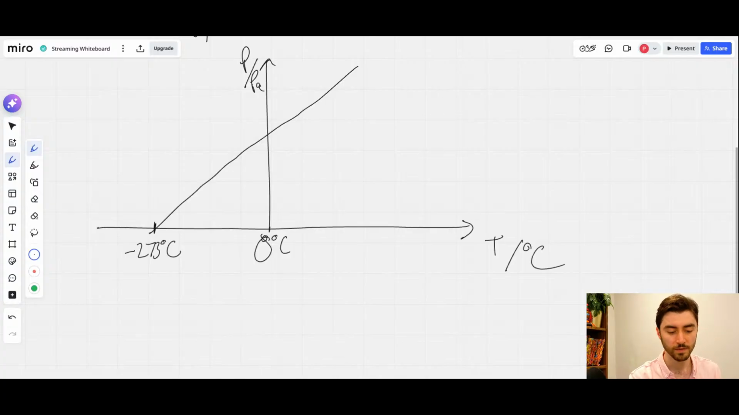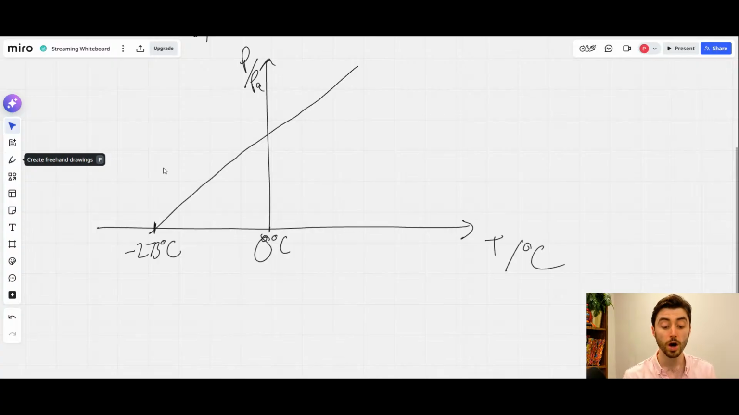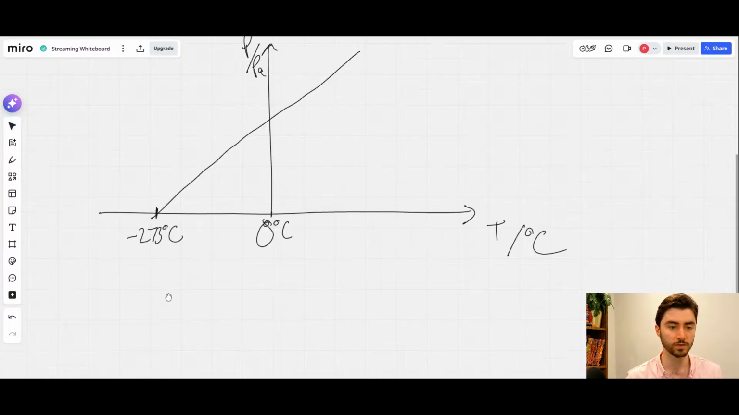So temperature, this stuff is fairly easy. Let's talk about specific heat capacity, which again is fairly standard. Although the most important thing is going to be the experiment. They love to talk about that experiment.